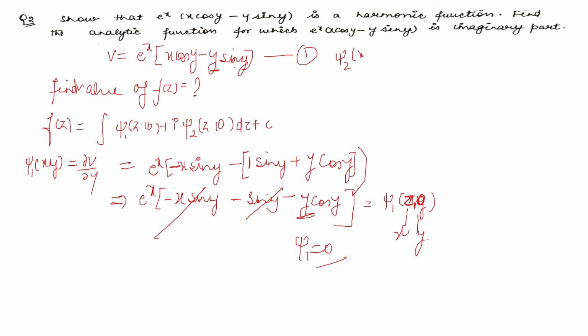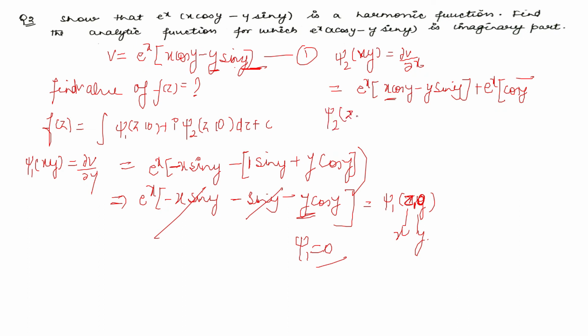Psi 2 xy is equal to del v upon del x. Now differentiating 1 with respect to x, it will become e to the power x, then x cos y minus y sin y, bracket close, plus e to the power x, then derivative of x is 1, then cos y, and the remaining derivative of y is 0 because we are doing partial differentiation.